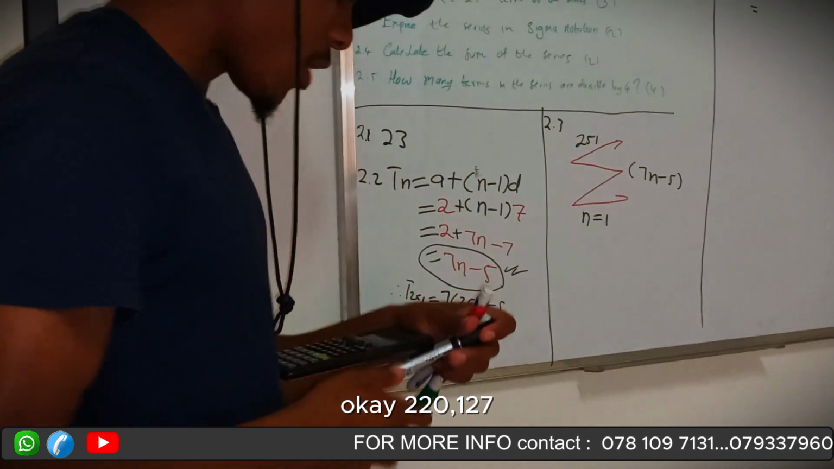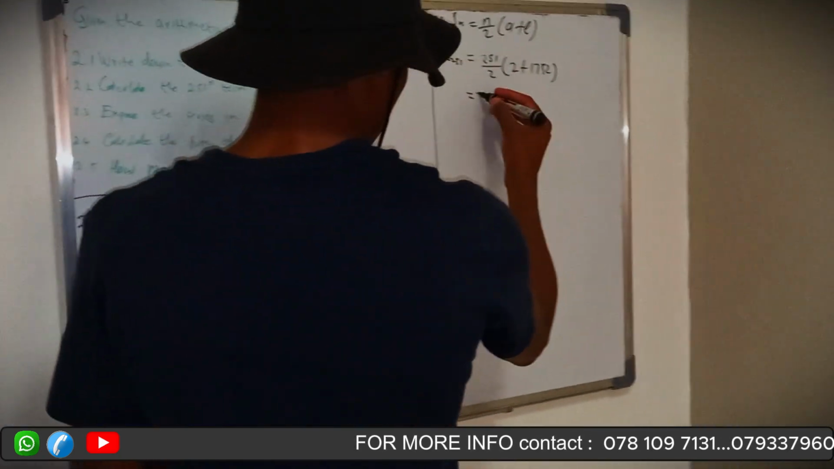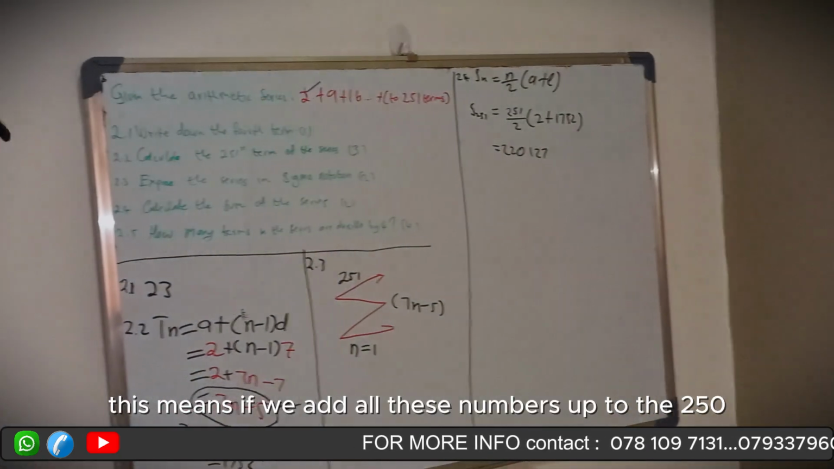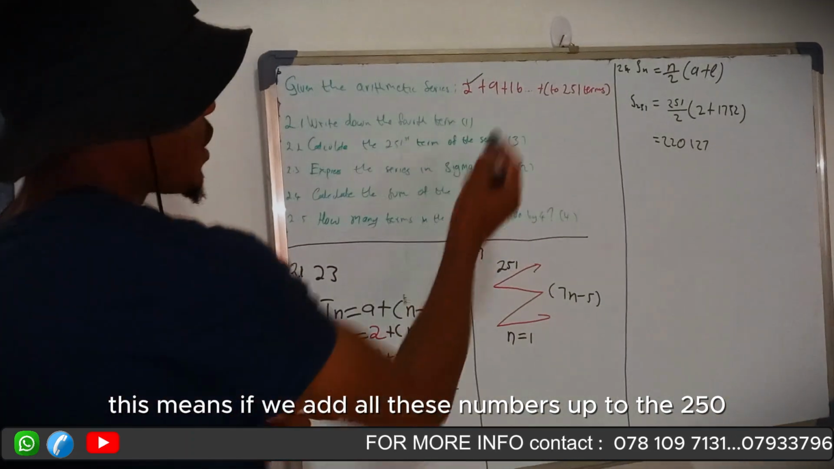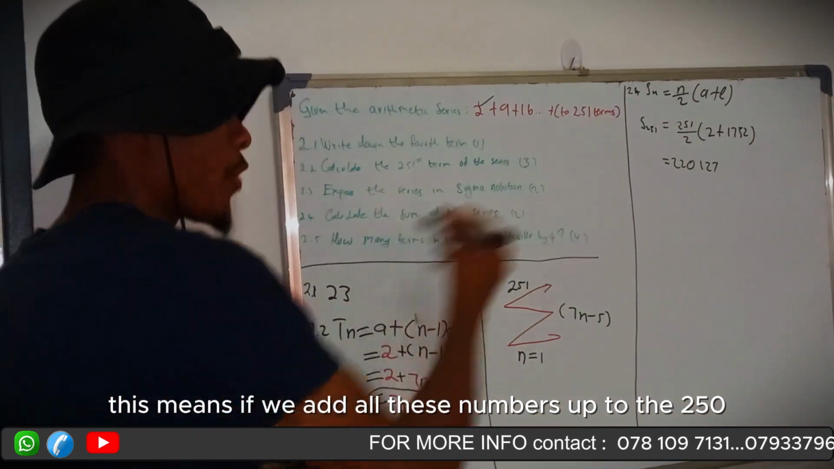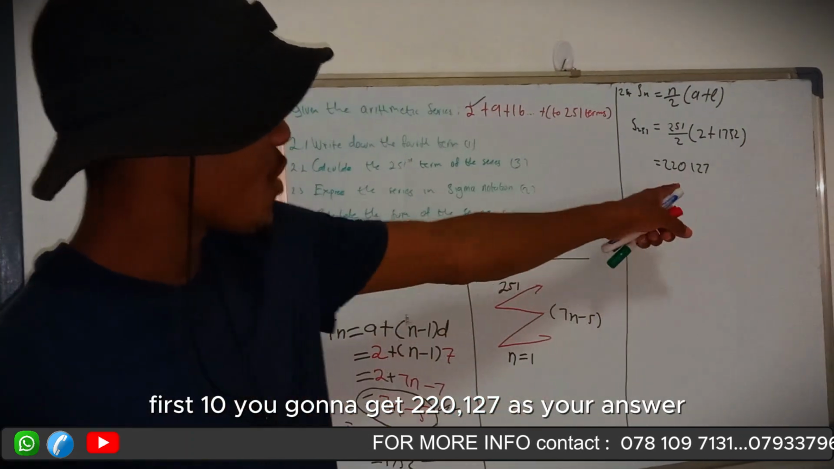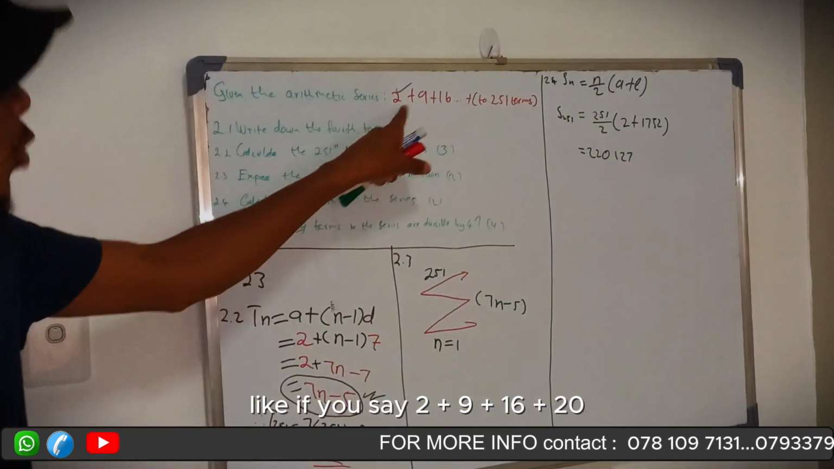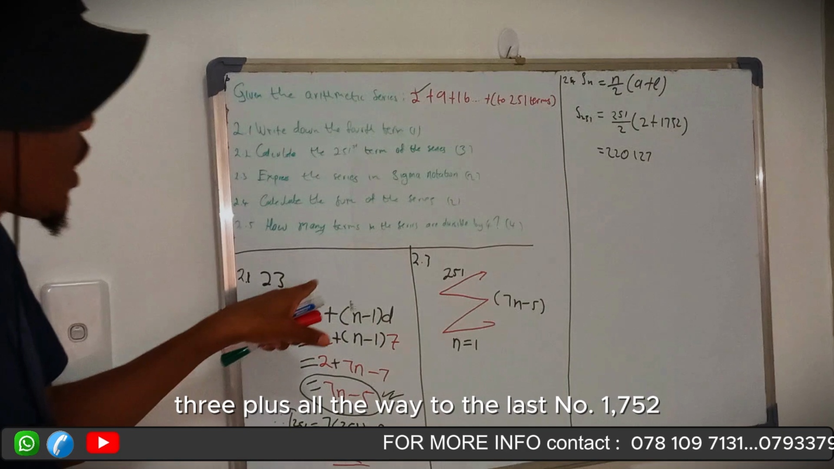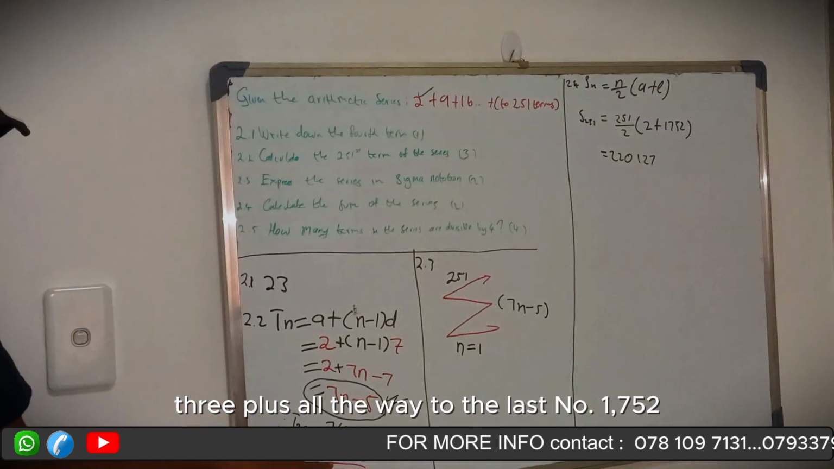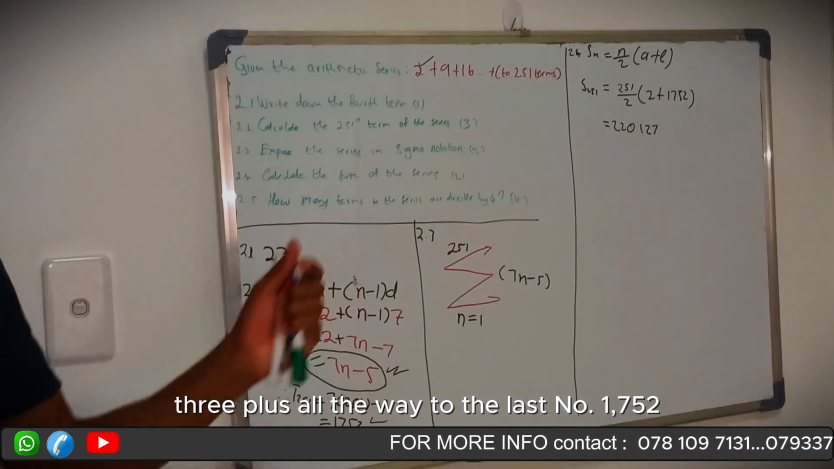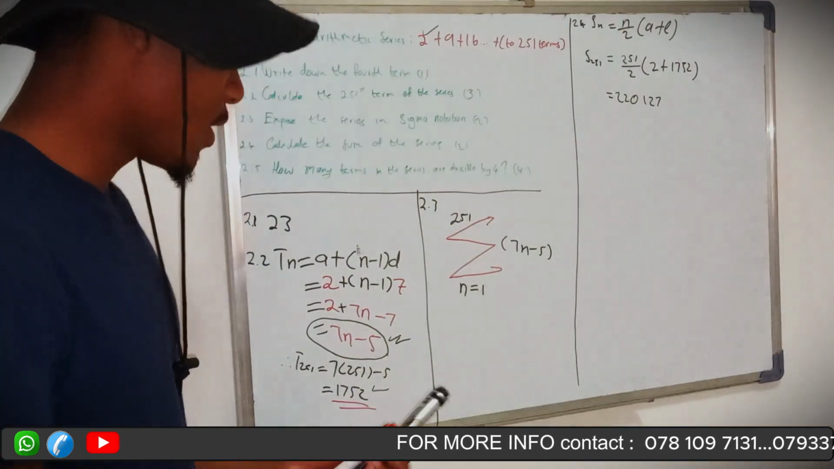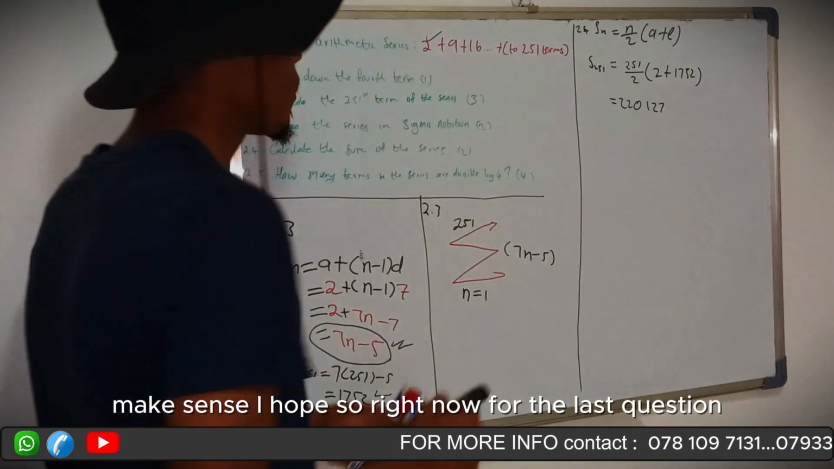Okay, 220,127. This means if we add all these numbers up to the 251st term, you're going to get 220,127 as your answer. Like if you say 2 plus 9 plus 16 plus 23 plus all the way to the last number, 1,752, the total is 220,127. Make sense? I hope so.